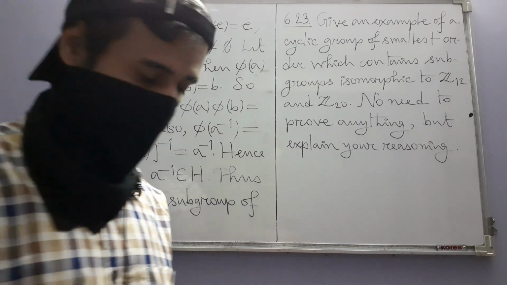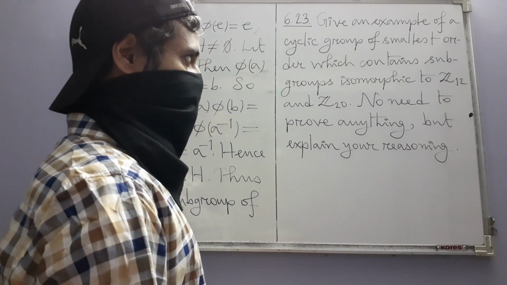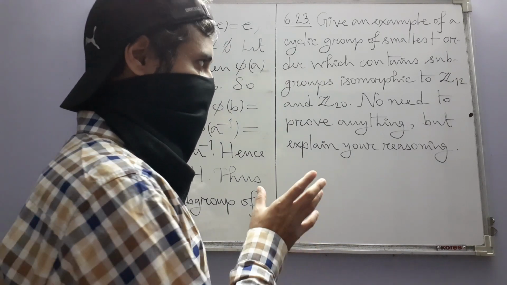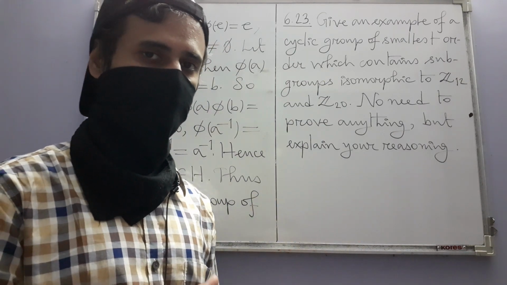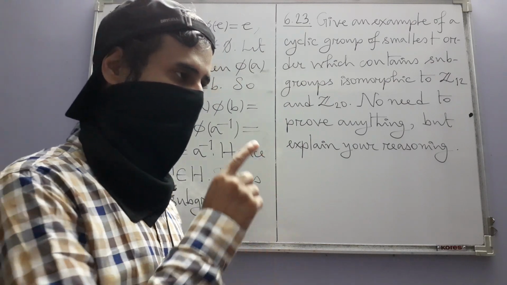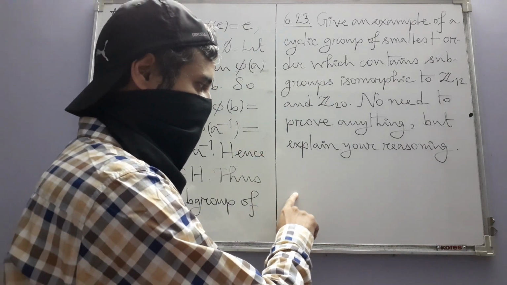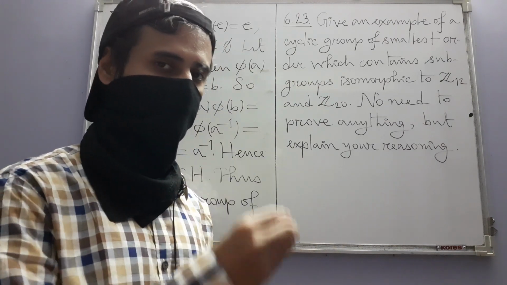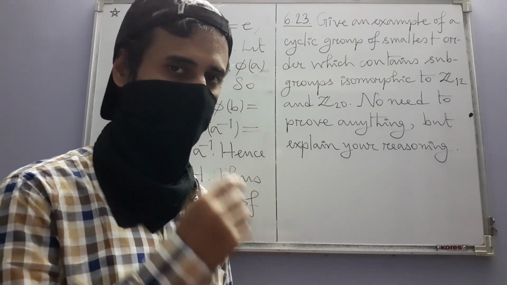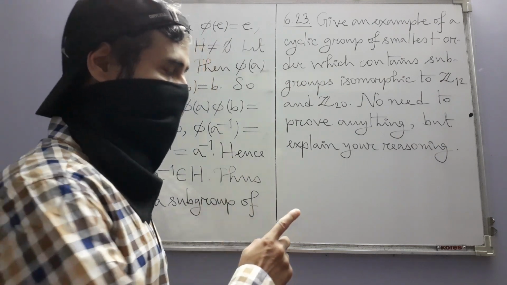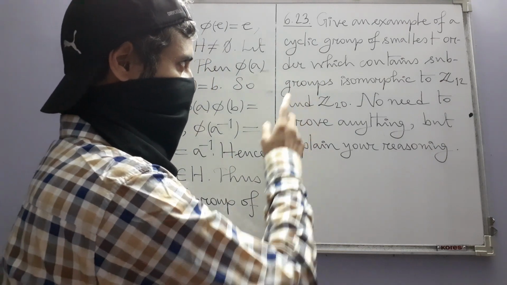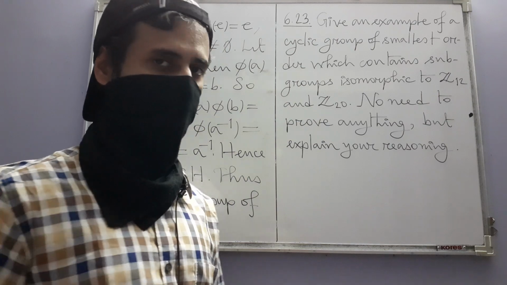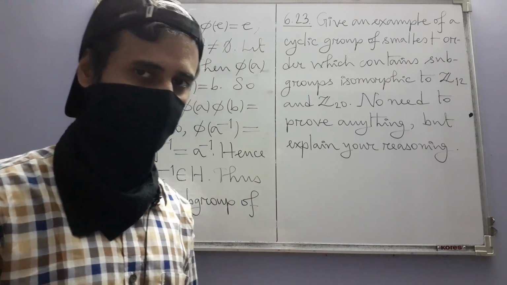So what is it that we have to do here? We have to search for a group which is a cyclic group in which you will find two subgroups. One of them is isomorphic to Z12 and the other one is isomorphic to Z20. And additionally, our cyclic group should have the minimum possible order satisfying these conditions.